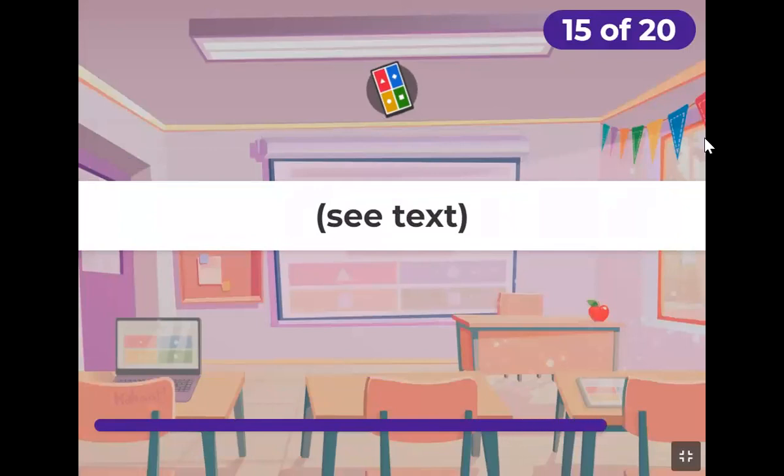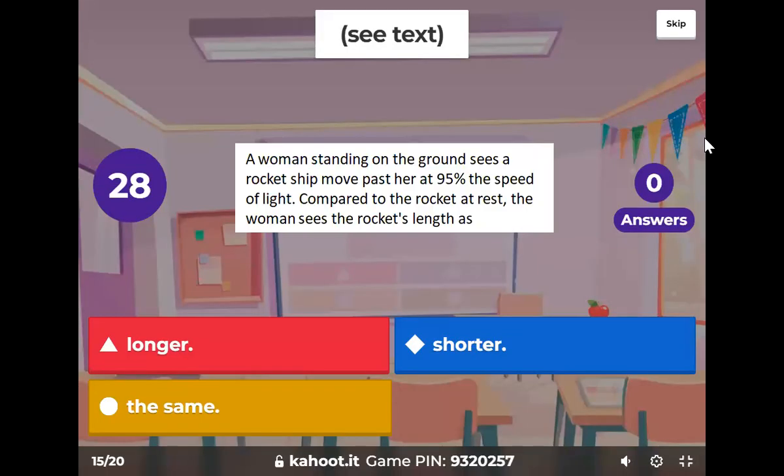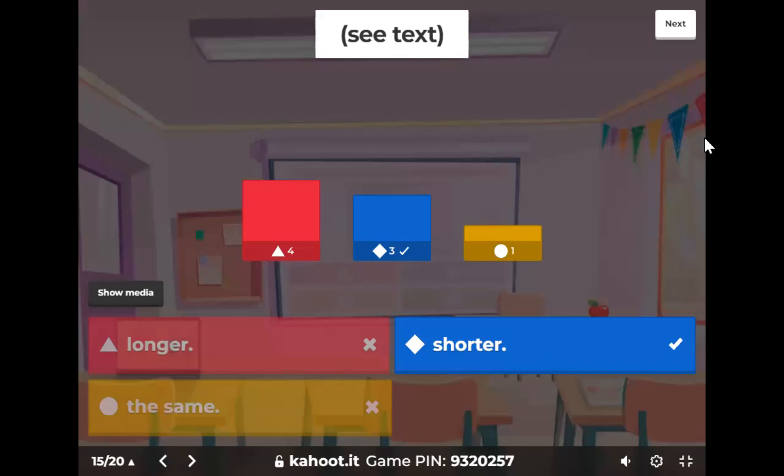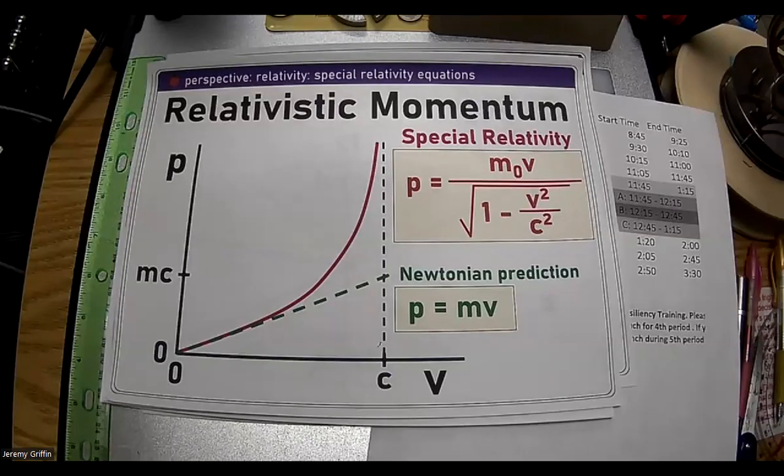Ooh, more reading. Say you're standing on the ground and see a rocket ship move by at 95% the speed of light. Compared to the rocket being at rest, you'd see the rocket length is what? Ooh, sounds like the train going through the tunnel. Same idea. Yeah, shorter. So the train going through the tunnel, from the mountain's frame of reference, the train gets shorter. Same thing here. I also back that up with an equation.